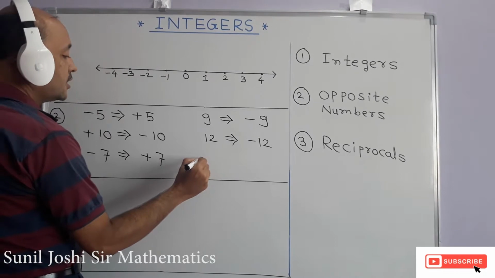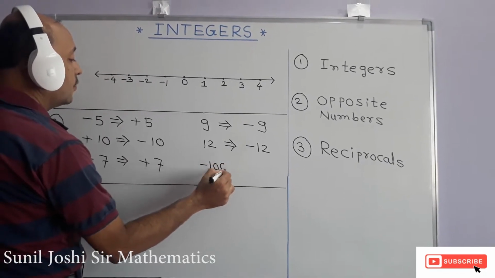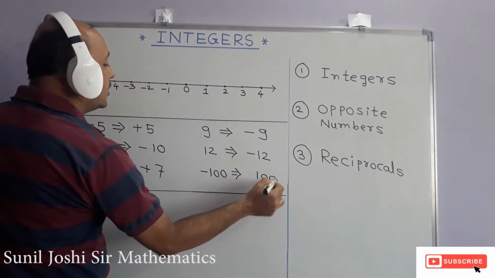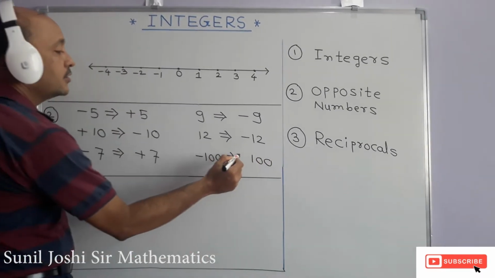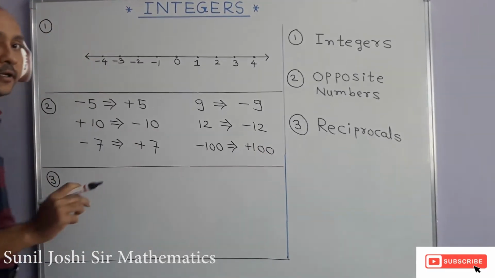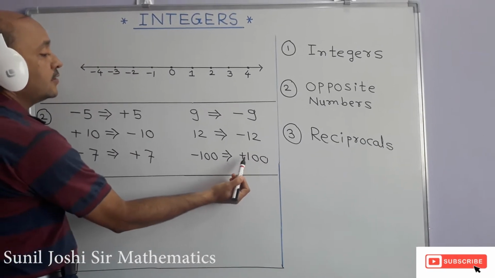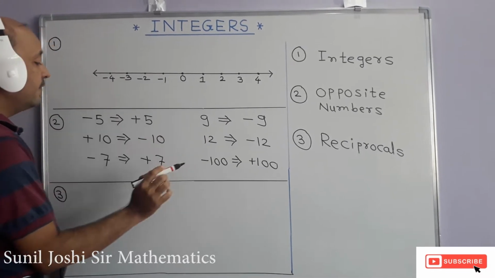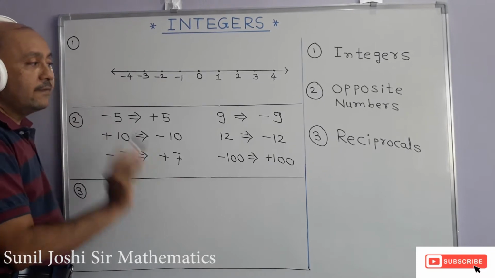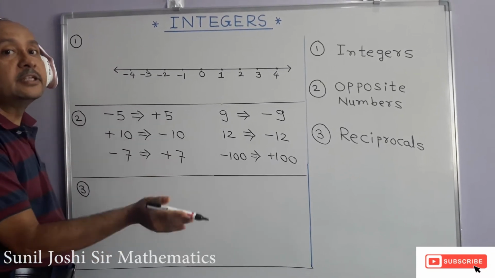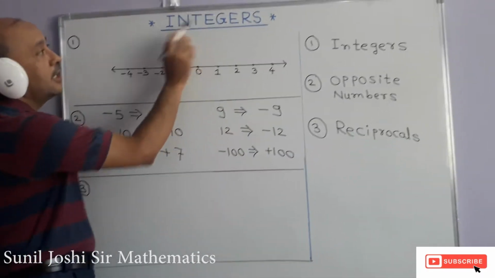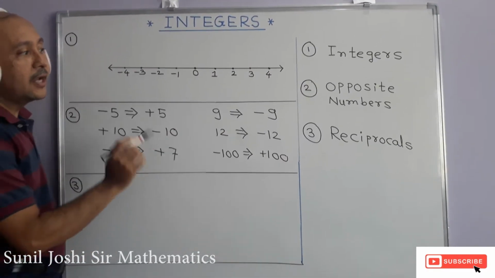If the number is negative 100, then what is the opposite of this? We can write 100, that is correct. If you write positive 100, that is also correct. A number itself is called a positive number. But whenever we want a negative number, we have to give the negative sign. 7 is different and negative 7 is different. So be careful regarding the signs. This is the main part in integers, that is sign, positive and negative.